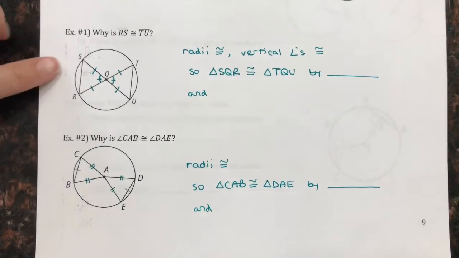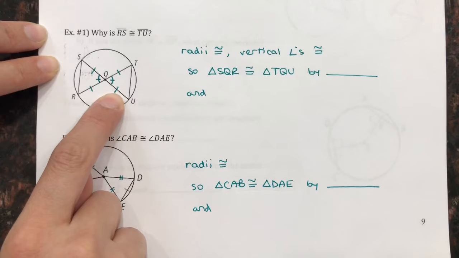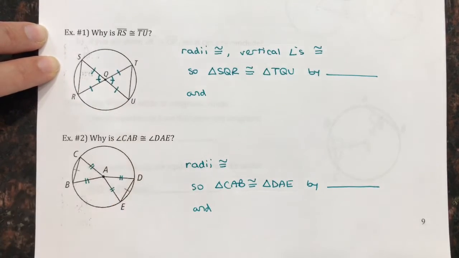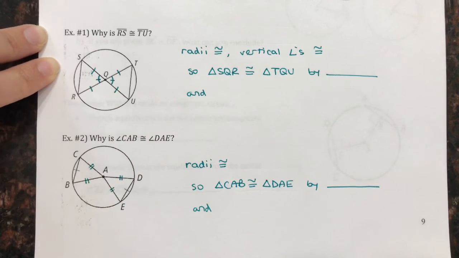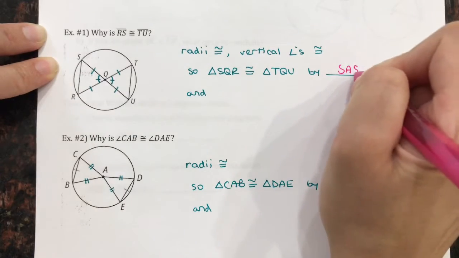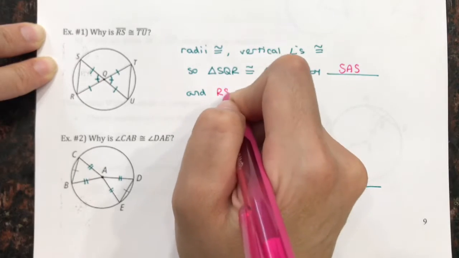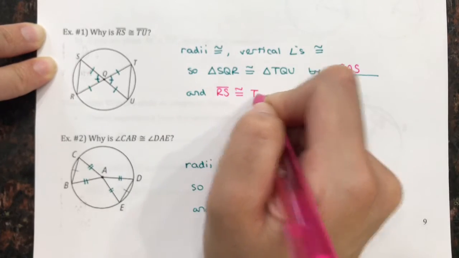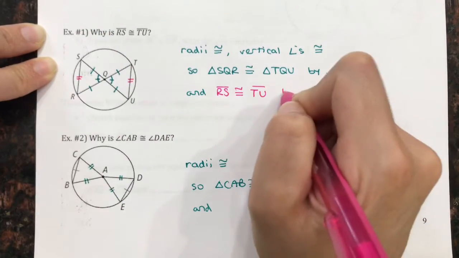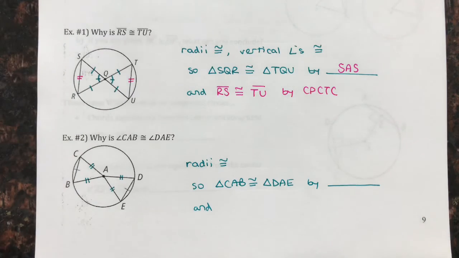If we're looking at example 1, we know that the 4 radii all have to be congruent because they're in the same circle. And we also know that the vertical angles are congruent. So if you look at these two triangles, the triangles have to be congruent by side angle side. Now as a result of that, RS is congruent to TU, again by CPCTC.